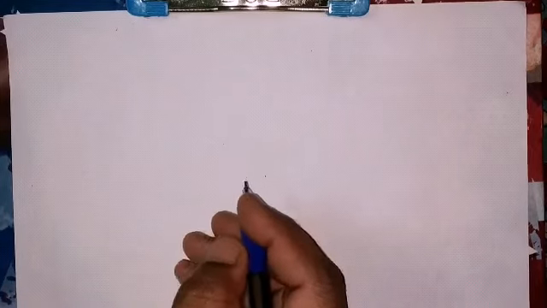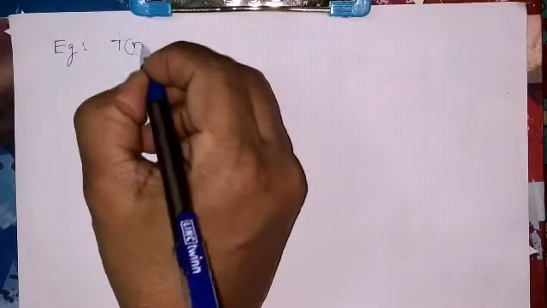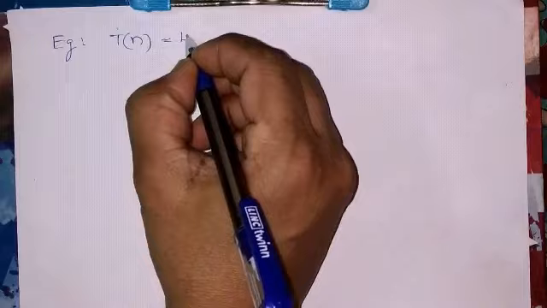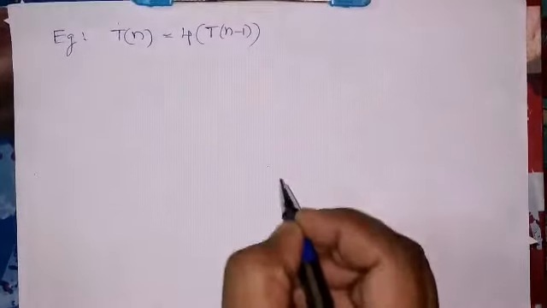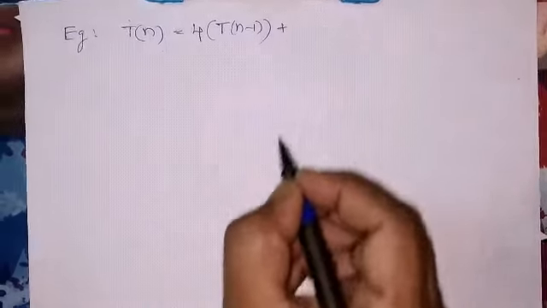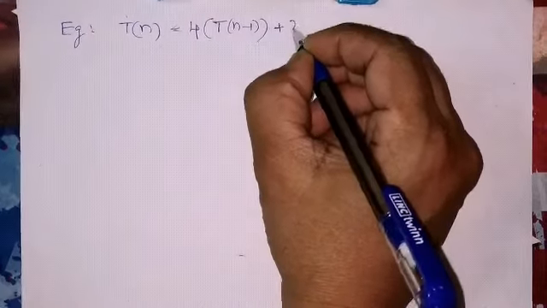Now let us discuss how the method of undetermined coefficients is used. For example, the problem given is t of n is equal to 4 times t of n minus 1 plus 2 power n.